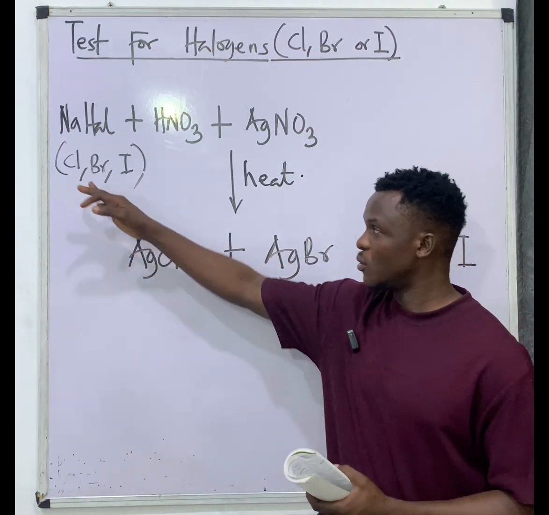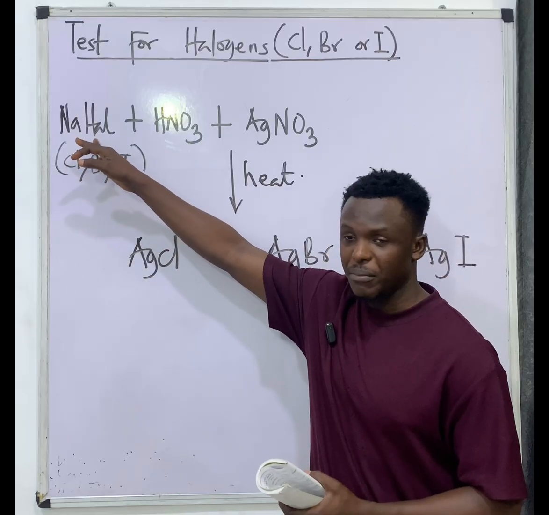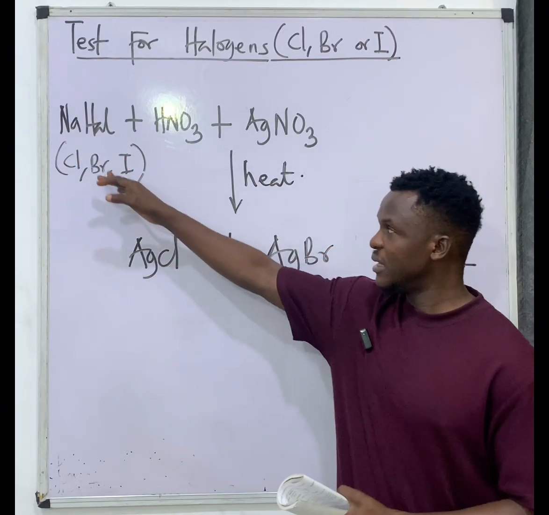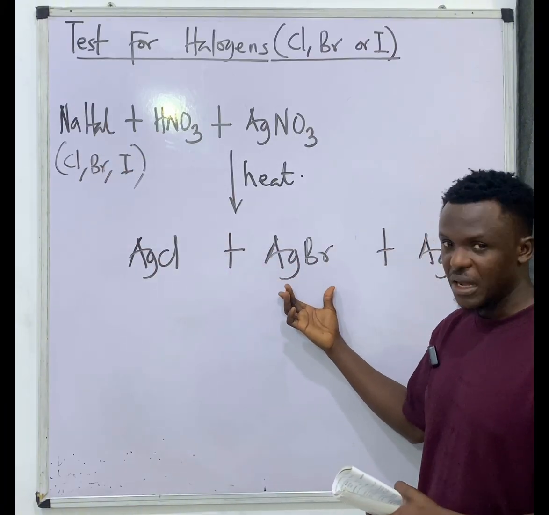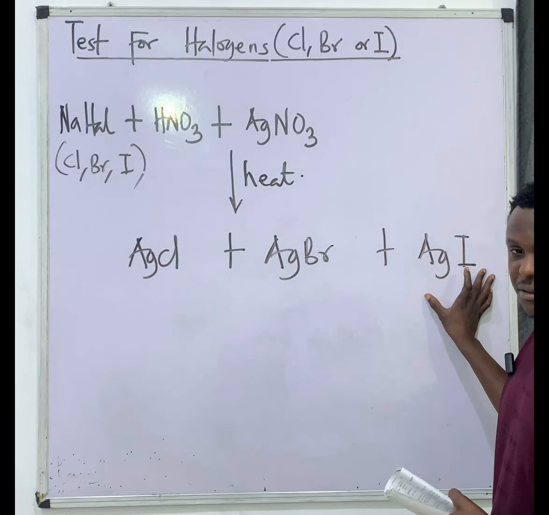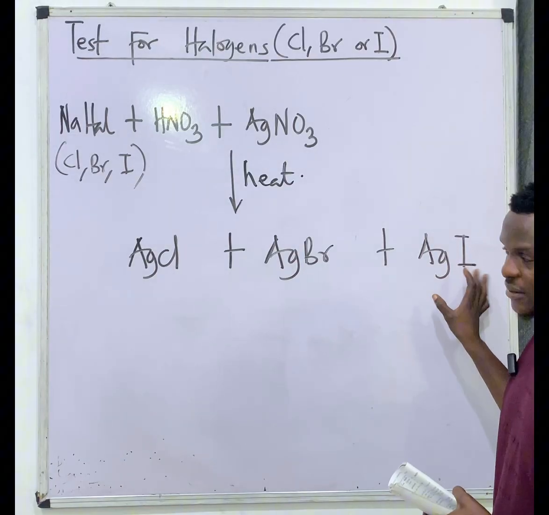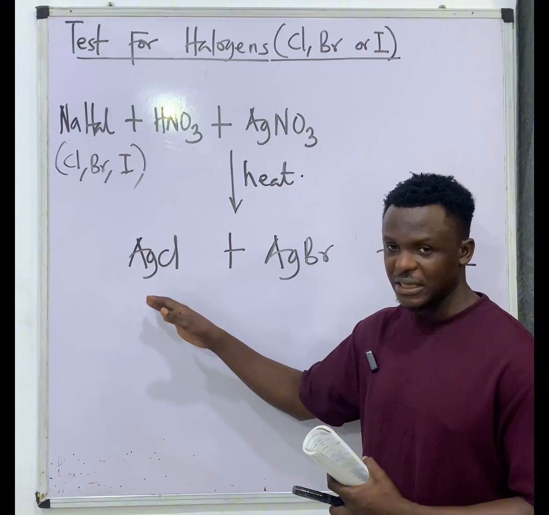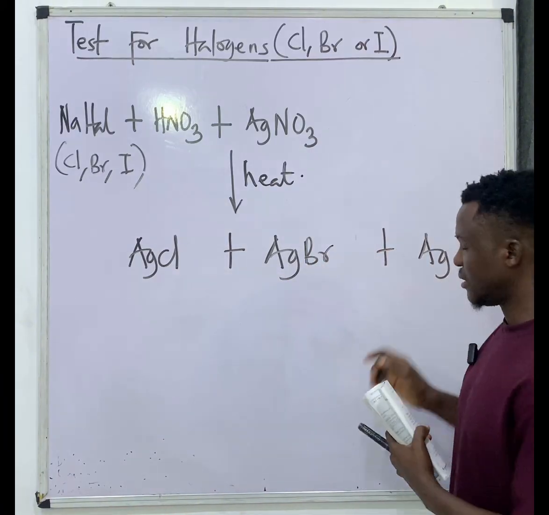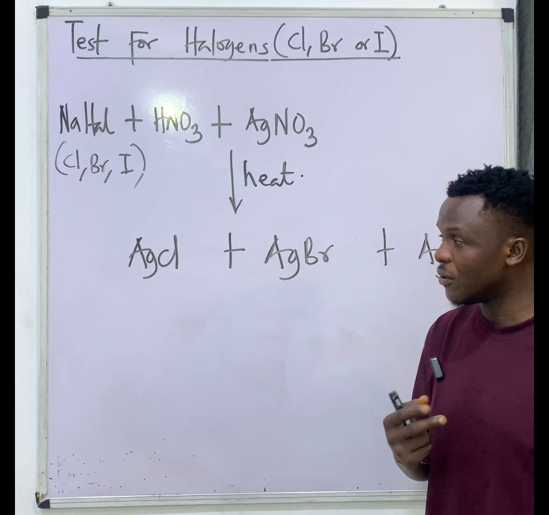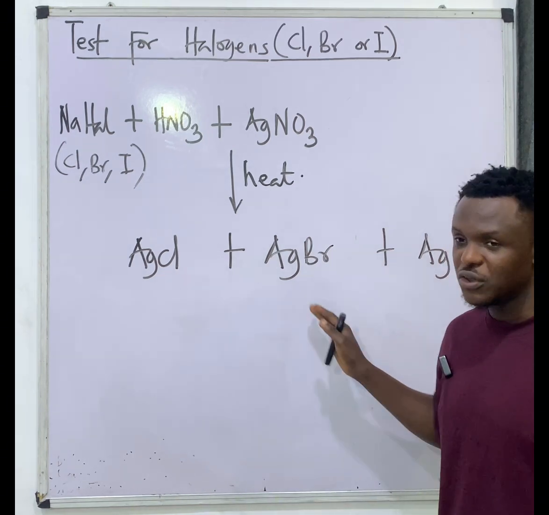So it's possible that if chlorine is present in this compound, what we are going to form is AgCl. If bromine is present, what we are going to have is AgBr. And if iodine is present, what we're going to have is AgI. You understand? But how are we going to determine if truly chlorine is the one that is present, or bromine, or iodine? Two things will help us to tell the type of halogen that is present.